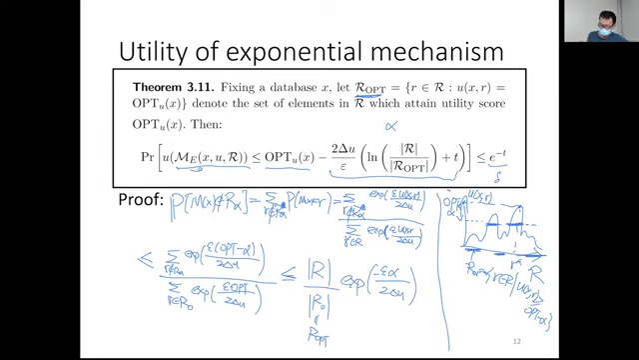Okay, so this is what we got, and it goes to 0 exponentially as alpha gets larger, with some polynomial number multiplied in front of the exponential factor. So at the end of the day, when we set this to be delta, we can get alpha to be 2 delta u over epsilon times log of the cardinality of R over the cardinality of R OPT, over delta, right? So that's what we got from the theorem as well.